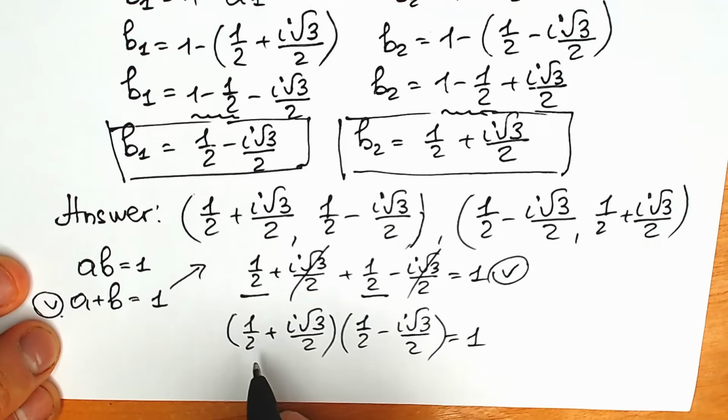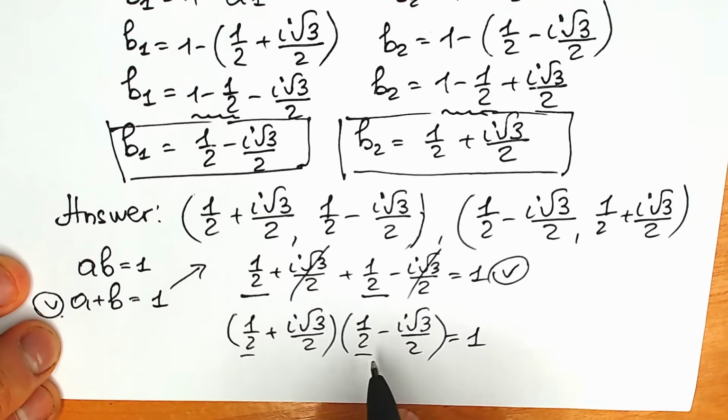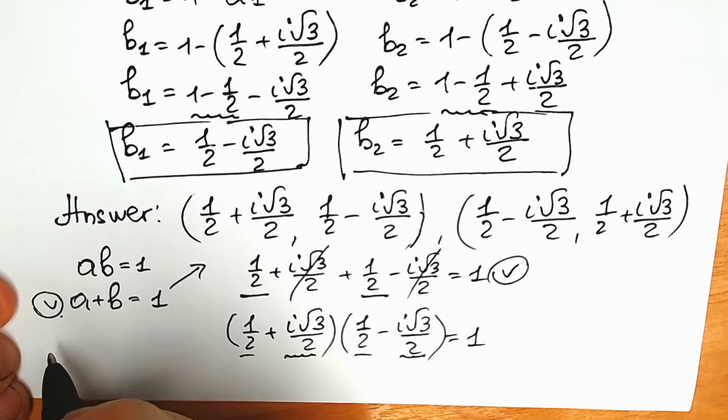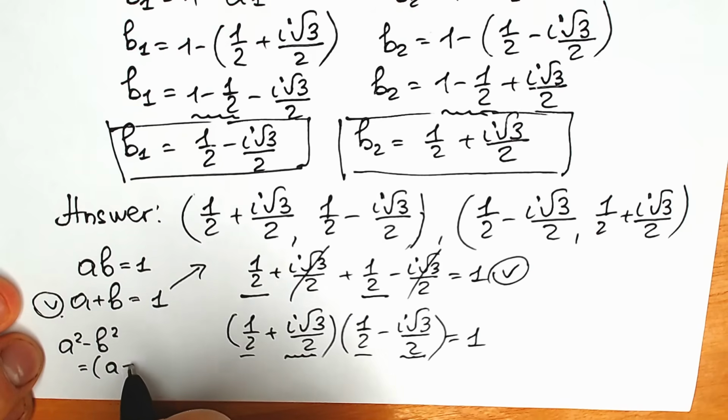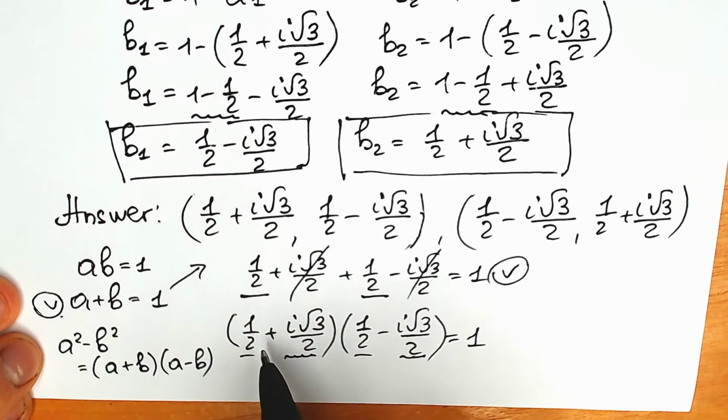And if you look closely, it looks like a school identity. We have right here the same expression, 1/2, 1/2. This one is absolutely the same as this one, so we have a plus b, a minus b. And if you know a little bit about math, this is a school identity, a squared minus b squared. This is equal to a plus b times a minus b. So we can consider it as a difference of two squares.